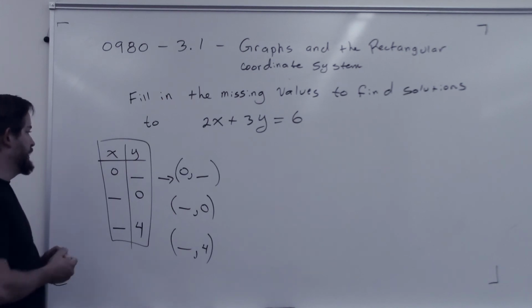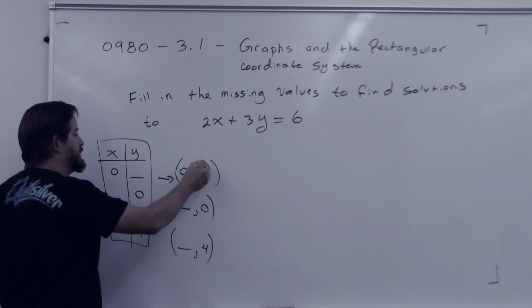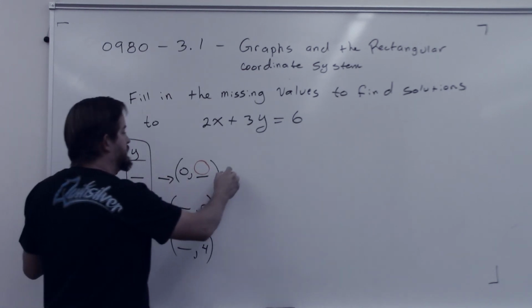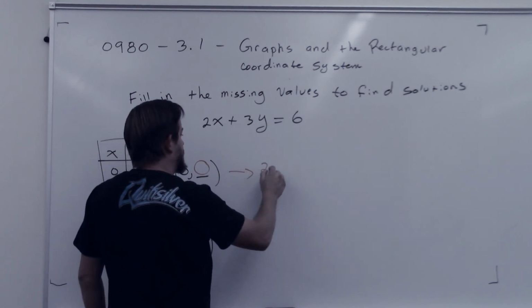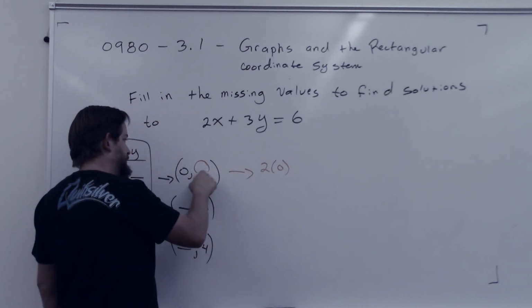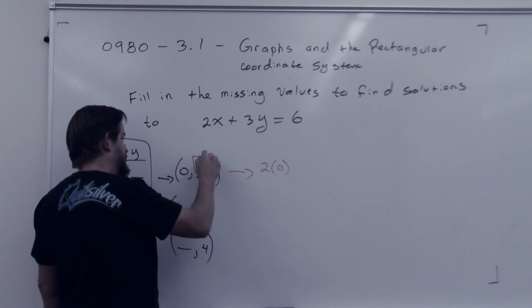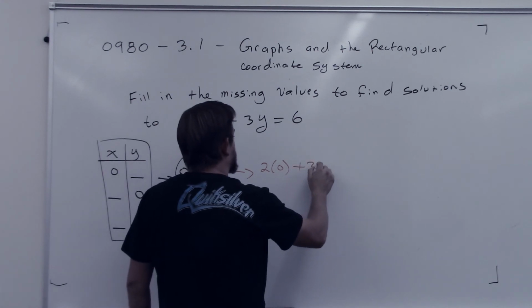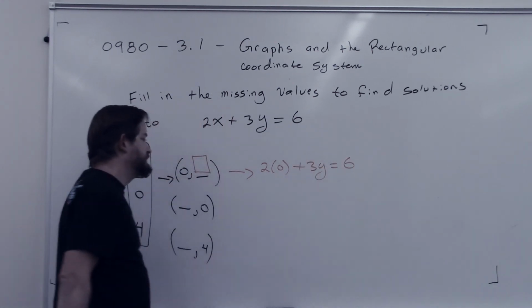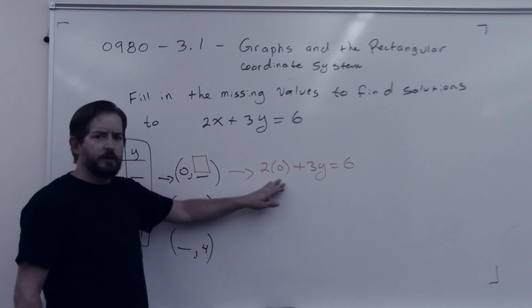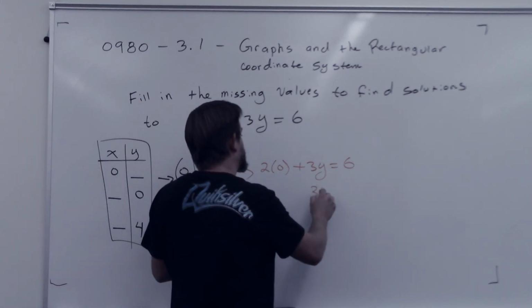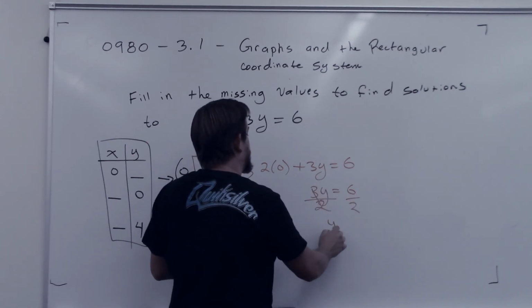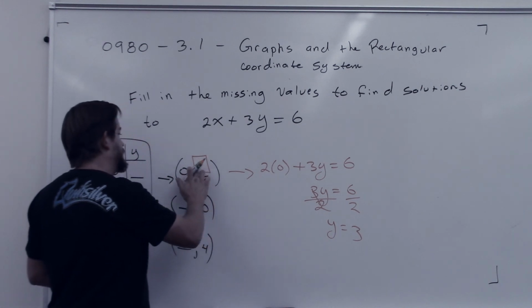So we'll start one by one. We'll start with this guy here. I want to solve for this y value. So I'm going to plug in 0 for x and solve for y. So 2x, but x is 0. We're solving for this y, so plus 3y equals 6. But 2 times 0 is just 0, so that's gone. And so this just simplifies to 3y equals 6. If I divide both sides by 3, I get y equals 2. And I have my first value.